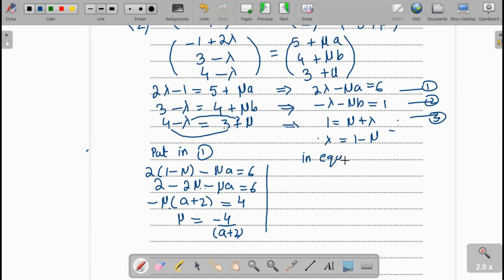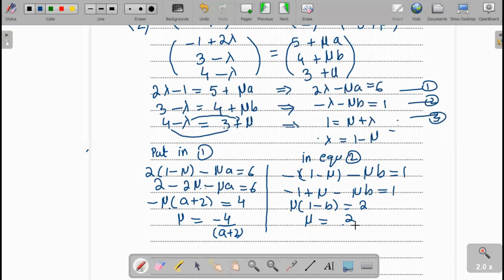Now put this value of lambda in equation 2, we get minus lambda, that means minus lambda in minus 1 minus mu. We put the value of lambda here, minus mu b equal to 1. We get minus 1 plus mu minus mu b equal to 1. And that is mu into 1 minus b equal to minus 1 plus 1 equal to 2. That is, mu will be equal to 2 over 1 minus b.